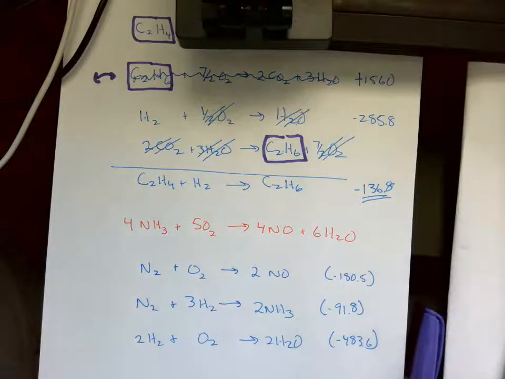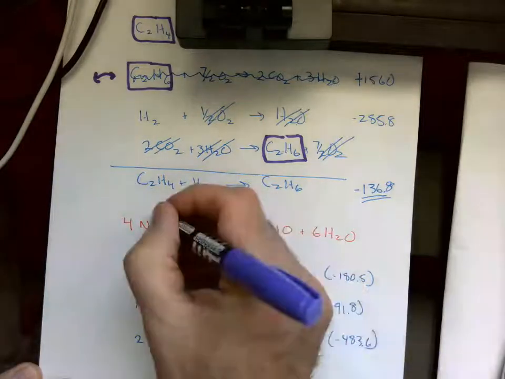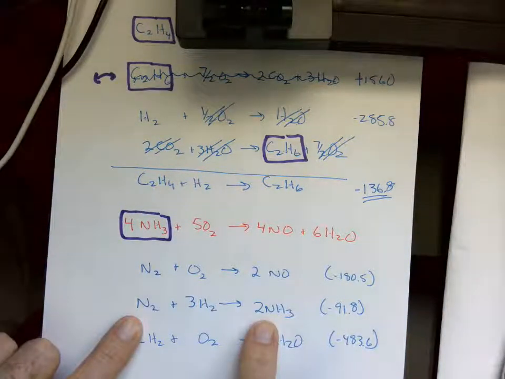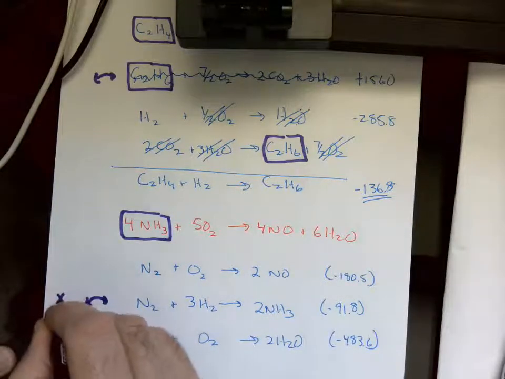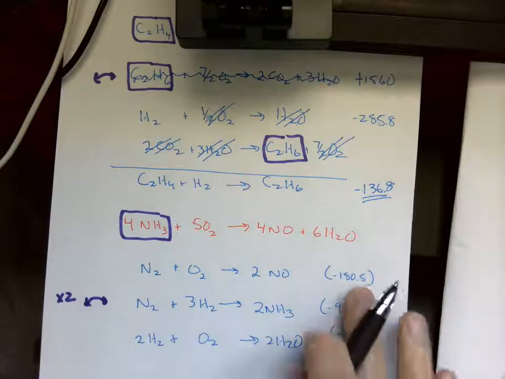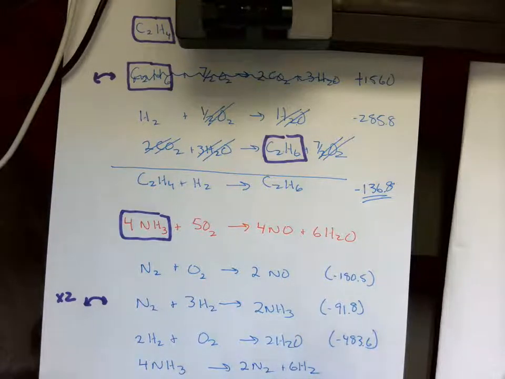My first step is to find all of my molecules, get the right amounts in the right places. So I have 4 ammonia right here. Here I don't have 4 ammonia and I've got them in the wrong spot. So what I want to do is reverse this and multiply by 2. I always put little symbols when I do things, and that's going to help me with the math in the end. So I go 4NH3 because I'm multiplying it by 2 as I flip it, 2N2 plus 6H2.